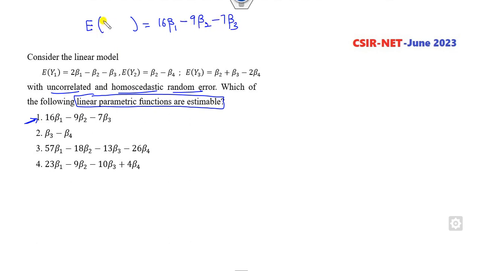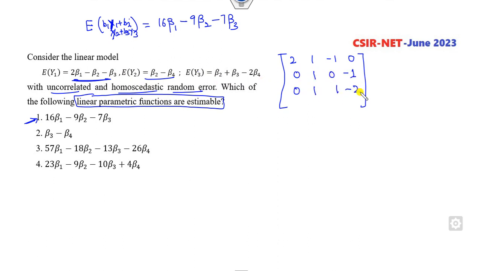You have to think about functions like b1 y1, b2 y2, b3 y3, so that it becomes this, and so on. If you find that, then it's the correct option. But it is always a very difficult task. So what you can do is write this in terms of a matrix, the very easiest way: 2, 1, minus 1, beta for 0, 0, 1, 0, minus 1, 0, 1, 1, minus 2, into beta 1, beta 2, beta 3, beta 4.